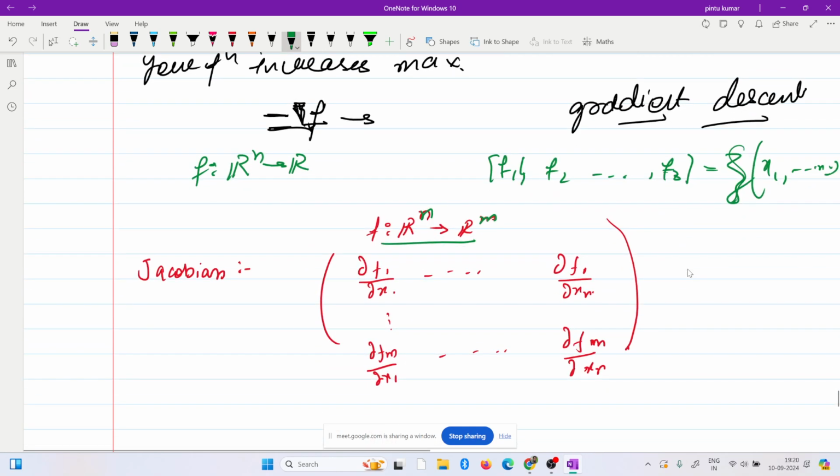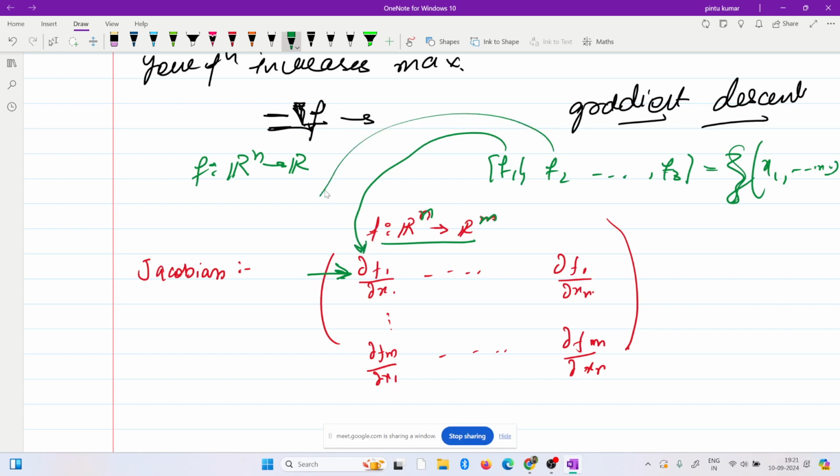Then in the Jacobian, every row is a gradient. The first row is the gradient of f1, and the second row is the gradient of f2. So this is del f1 by del x1, the second element would be del f1 by del x2, and so on till del f1 by del xn. Similarly, the second row would be del f2 by del x1, and so on. So every row is a gradient. This is what you define as the Jacobian matrix.